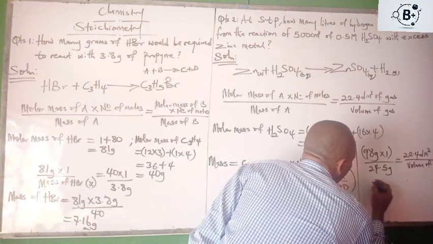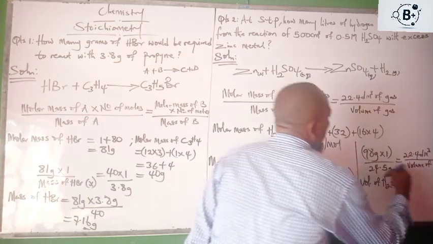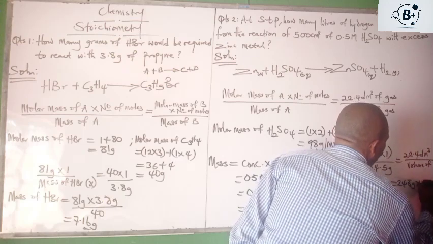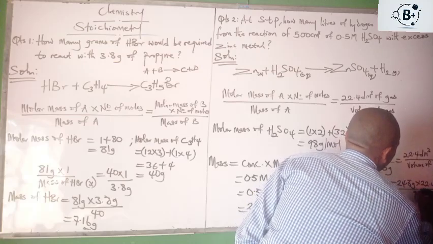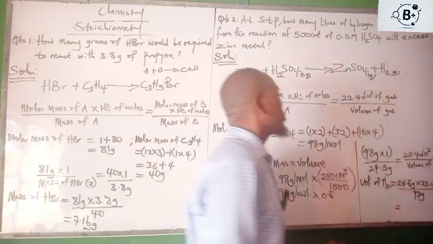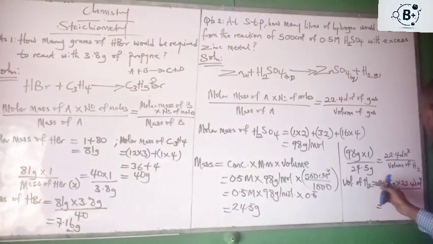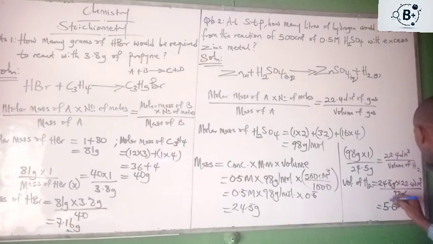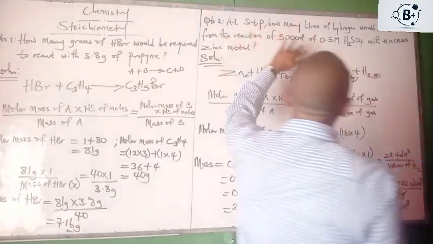So we write volume of hydrogen gas is equal to, making it the subject of the formula, this becomes 24.5 gram times 22.4 dm cube over 98 gram. So if we use a calculator, 24.5 gram times 22.4 dm cube over 98 will give us 5.6, and our answer will be in dm cube. So this is the volume of hydrogen that is required.